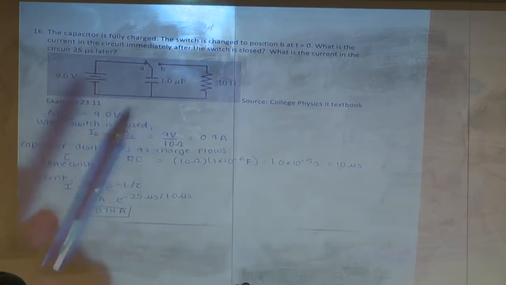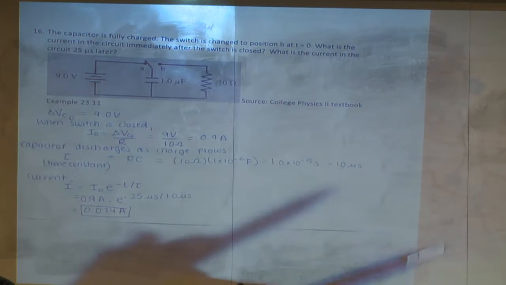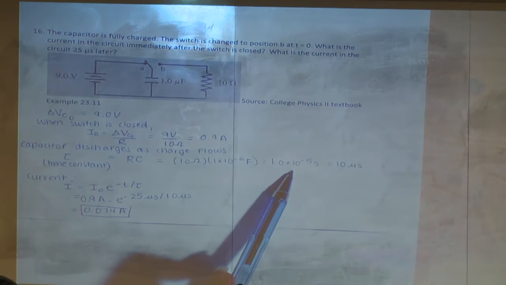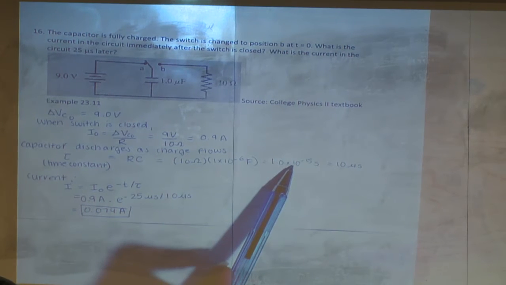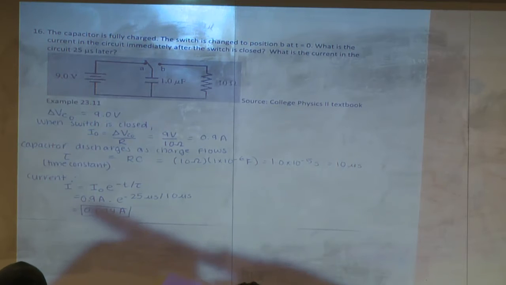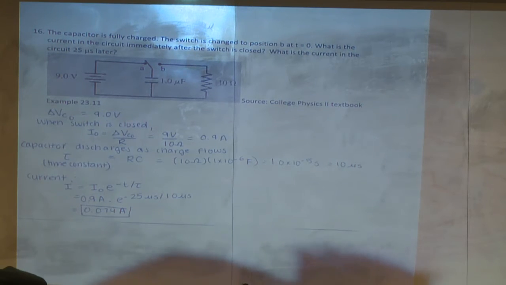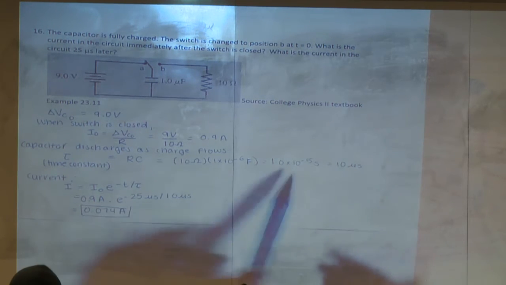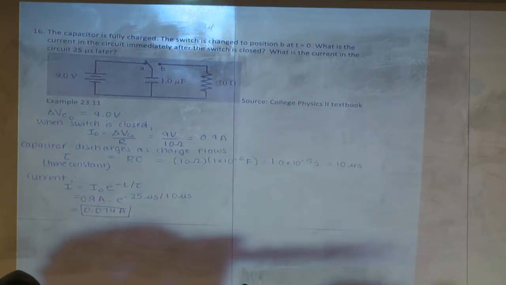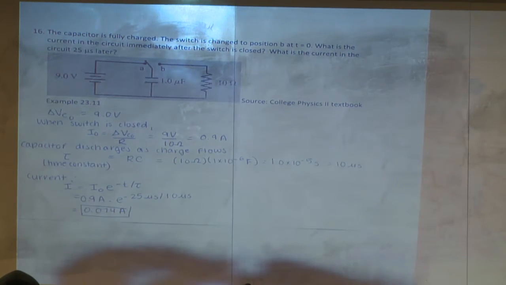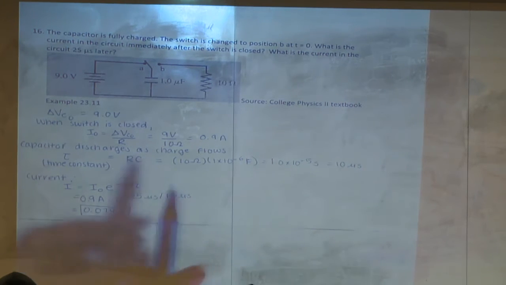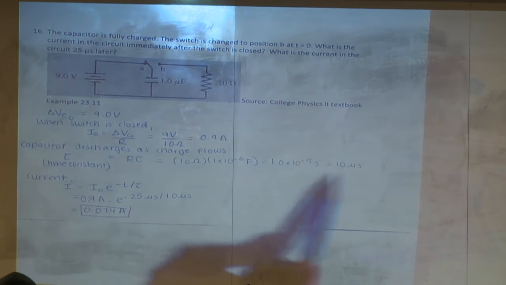So then this is how many seconds I have, and I could convert that into microseconds. There are 2 ways you can do this problem from here. You can keep it this way and convert the 25 microseconds into seconds, so that would be 25 times 10 to the negative 6. Or you can convert this into microseconds, and that way you're in the same unit. Either way, just make sure your units are similar so you can cancel them. So that gives us 10 microseconds right here.